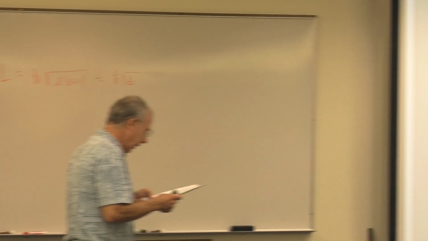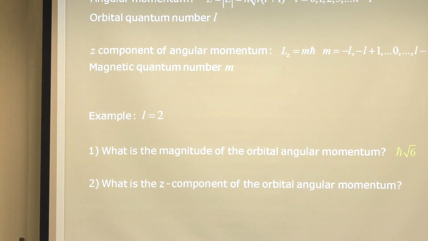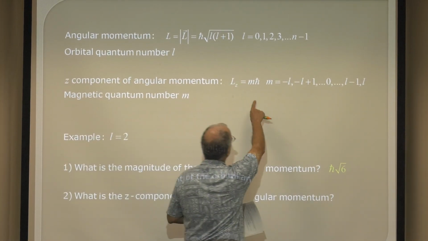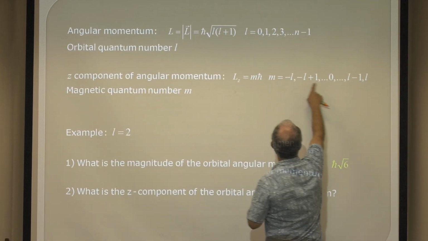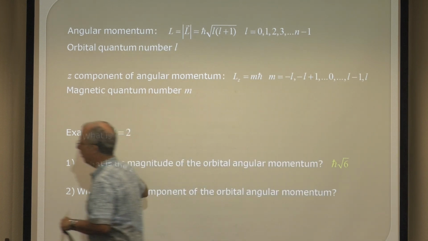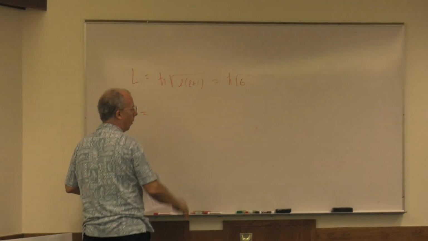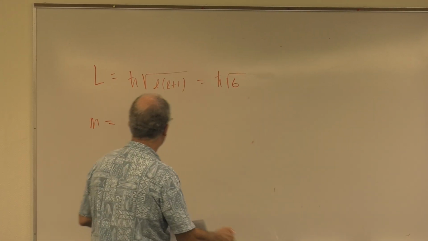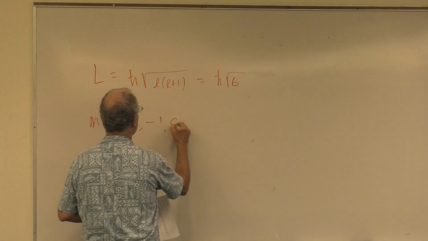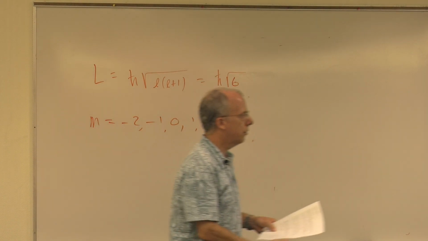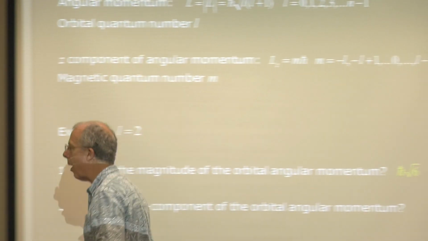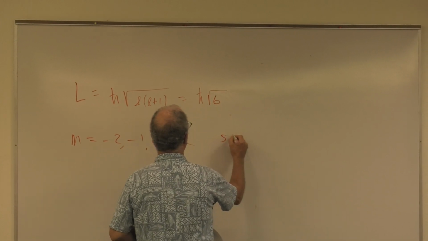Okay, what is the z component? Here, this m goes from minus L to positive L. So we have L equals 2, right? So m goes from minus L to L, so it could be minus 2, minus 1, 0, 1, 2, right? Because it goes from minus L to positive L. So, wow, 5 different possibilities.